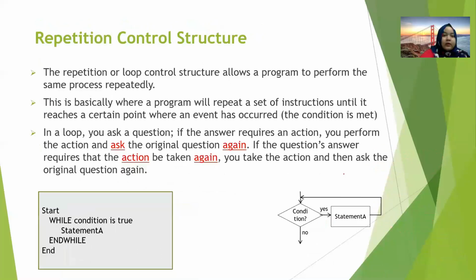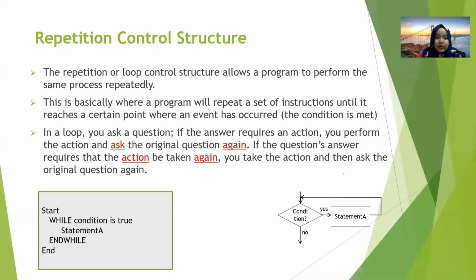Okay. So kalau repetition pula, the repetition or loop, okay, nama glamour dia loop. Control structure allows a program to perform the same process repeatedly. Dia buat repetition process. Okay, based on the certain condition. This is basically where the program will repeat a set of instructions until it reach a certain point where an event has occurred, the condition is met. Sampailah dia berhenti ulang. Contohnya dia nak ulang statement tu sebanyak 5 kali. So dia akan pusing sebanyak 5 kali.